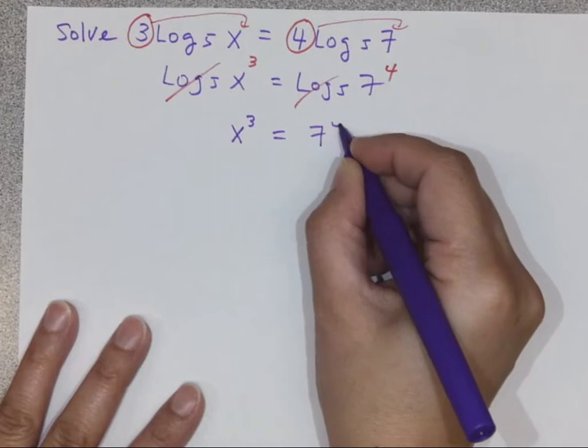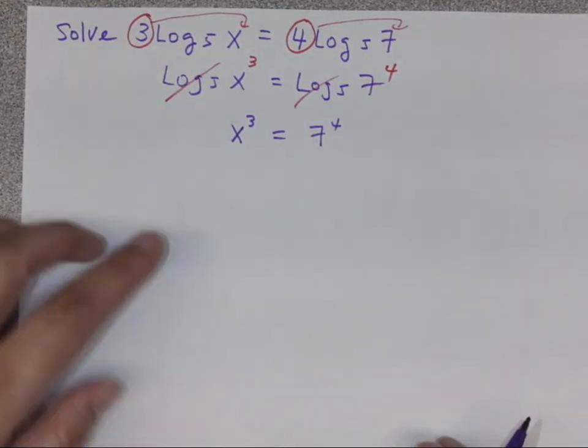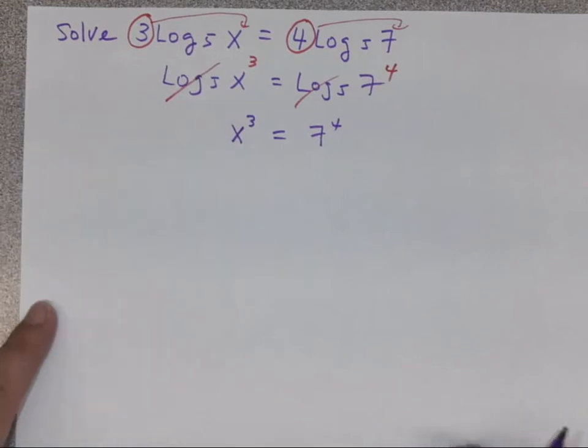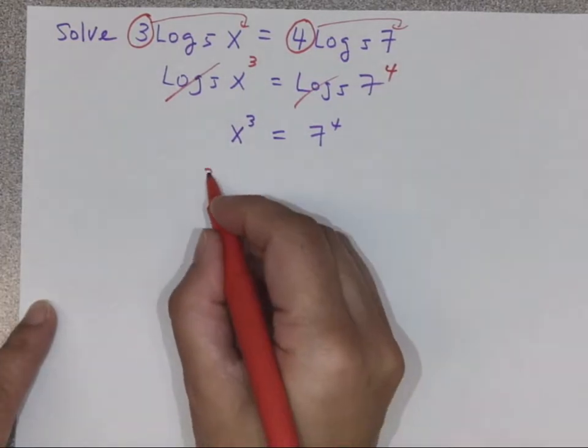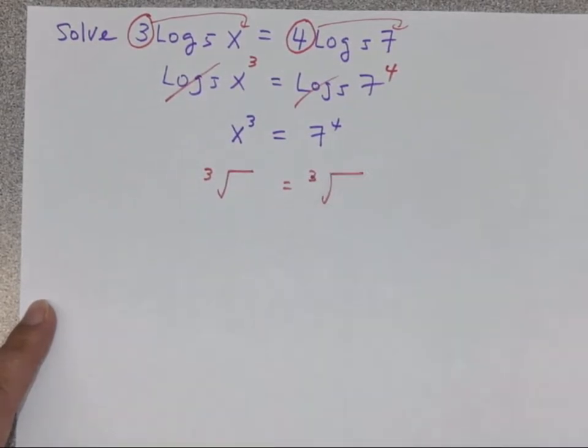I am solving for what? I'm solving for x, so I need to undo that cube, right? What's the opposite of x cubed? You need to take the cube root of both sides. Very good. Cube root both sides.